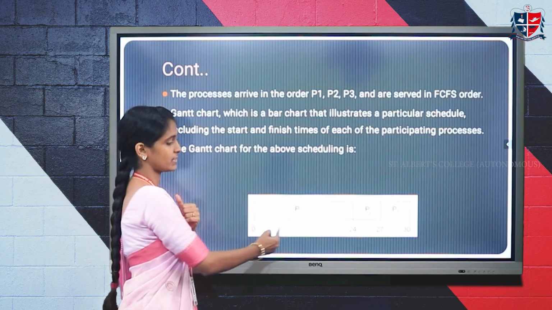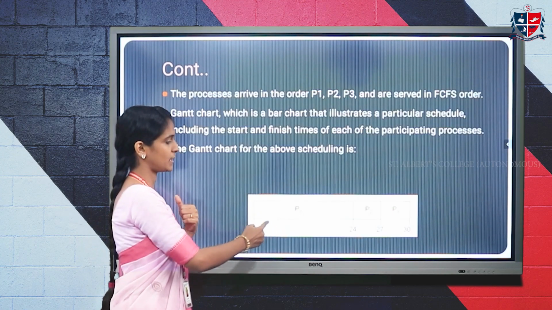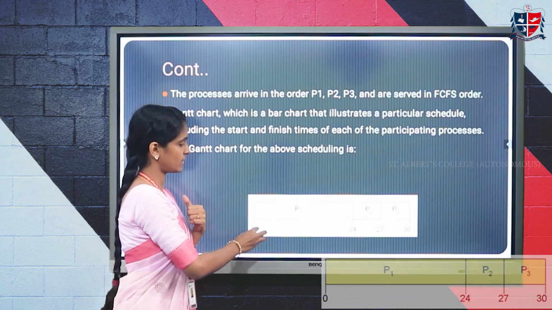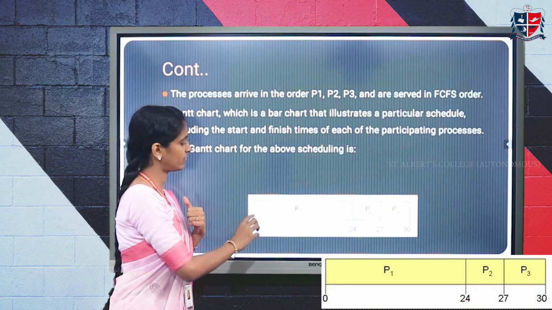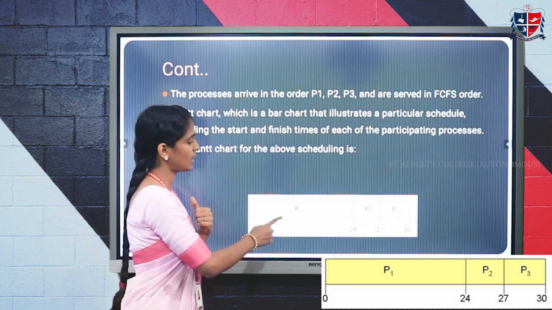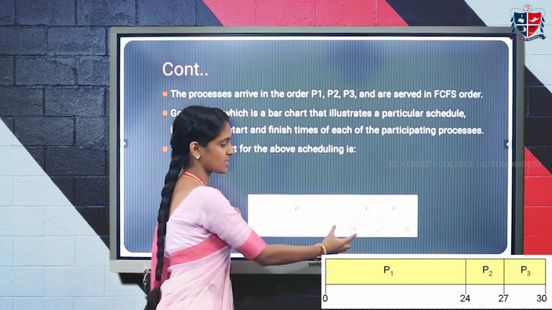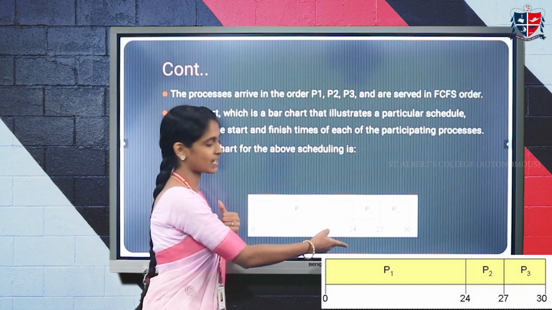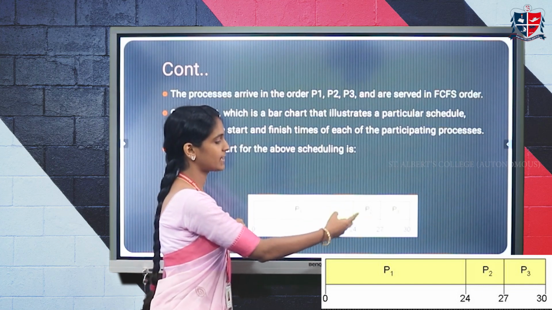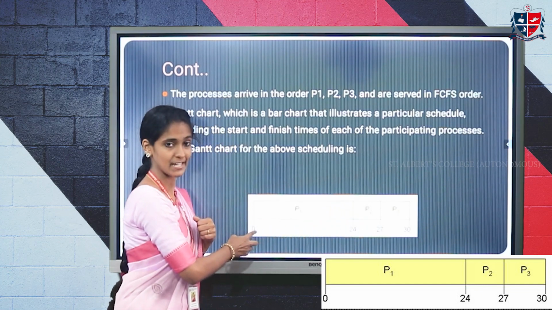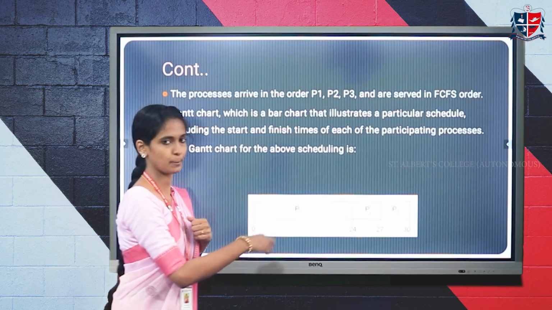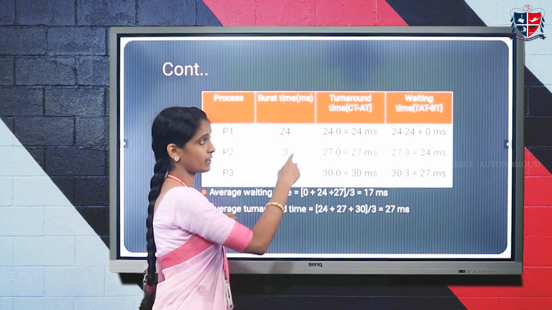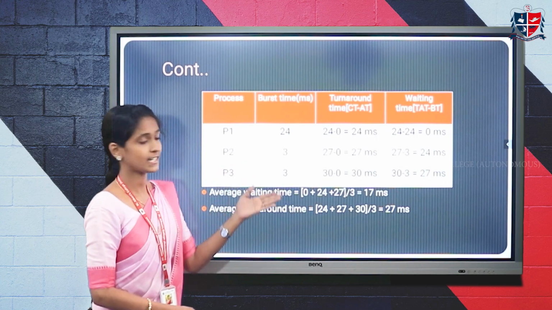from the Gantt chart you can understand P1 is not waiting. At 0, when it arrived itself, the CPU is allocated to P1. But P2 has to wait till 24 milliseconds, and then only the CPU is allocated to P2. Whereas P3 also has to wait up to 27, and then only the CPU is allocated to P3. This can be calculated by our equation that is seen in this table.